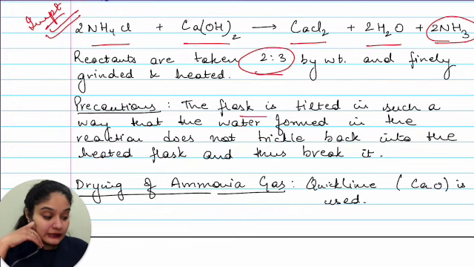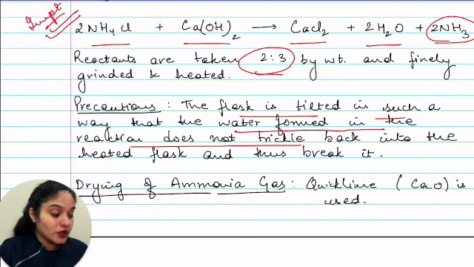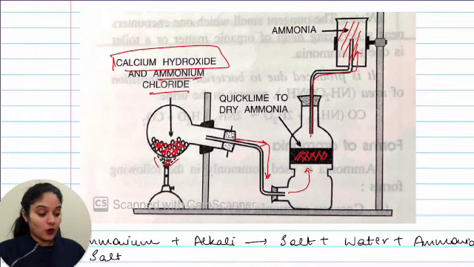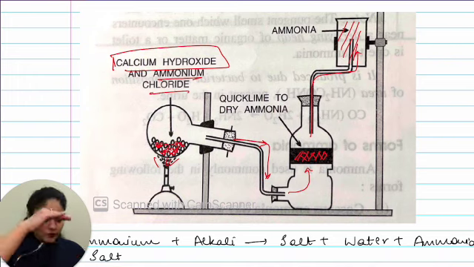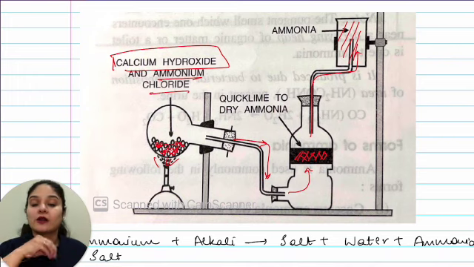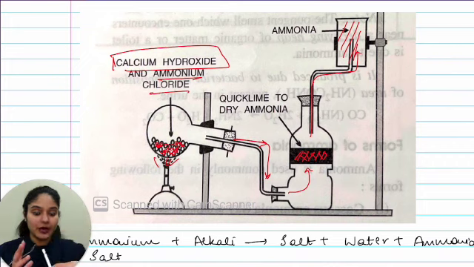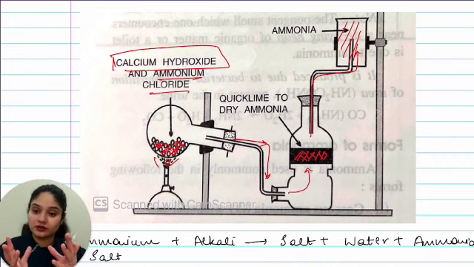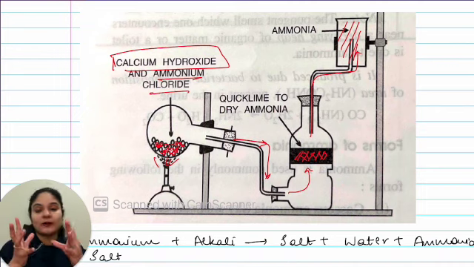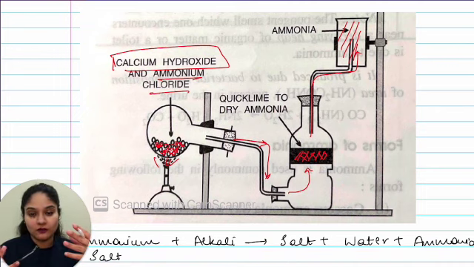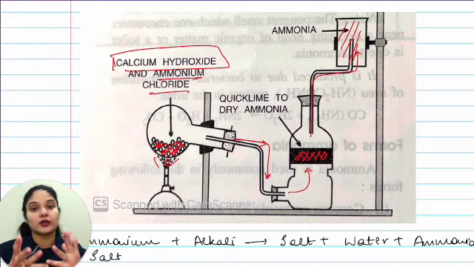The flask is tilted in such a way that the water formed in the reaction does not trickle back into the heated flask and thus break it. If we come back to the diagram, we saw that the flask was tilted. When the ammonia gas is going, water is also going along with it. If the flask is straight up, the water can come back and trickle down into that very highly heated flask. What would happen then? The flask may break because of the difference in temperature, because of water cooling down and coming into a hot flask.